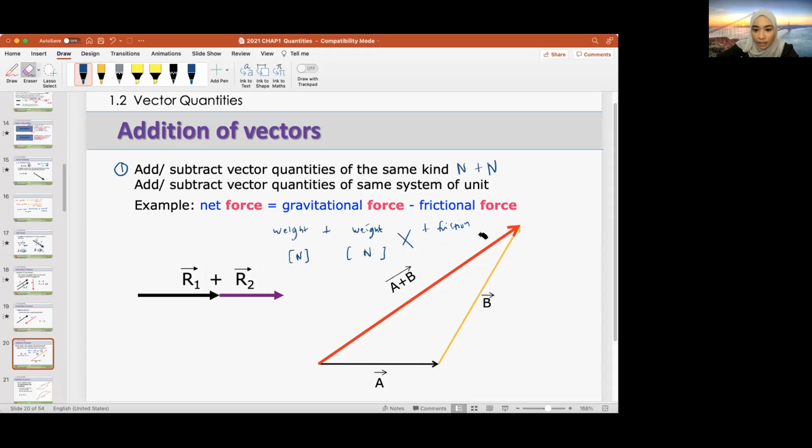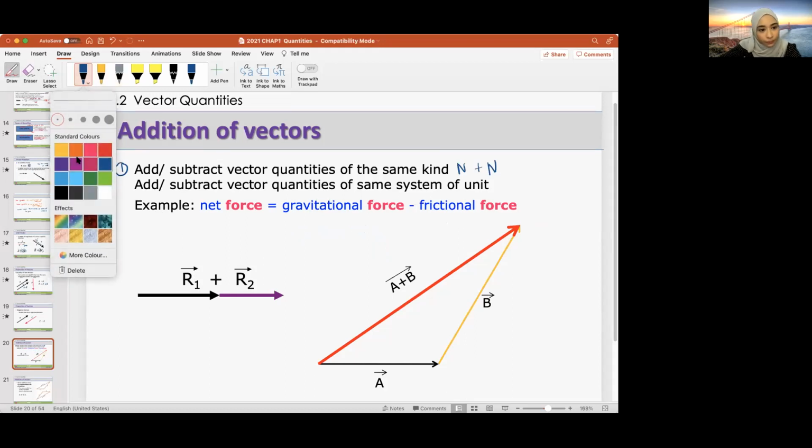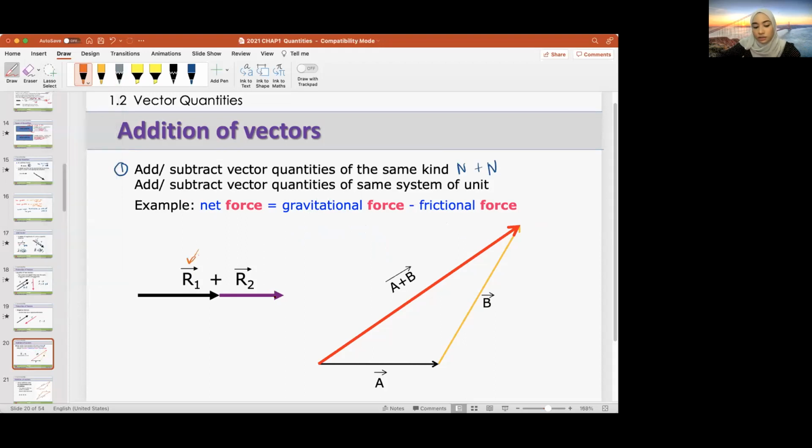So how do we add vectors? If I have one vector R1, I want to use orange. I have one vector called R1 over here. I know it's a vector because there's an arrow. Please look at this arrow. It's like it's saying, hello, look at me, I'm a vector. So R1 is a vector and R2 is also a vector. R1 is to the right, R2 is to the right. So this is pretty straightforward.